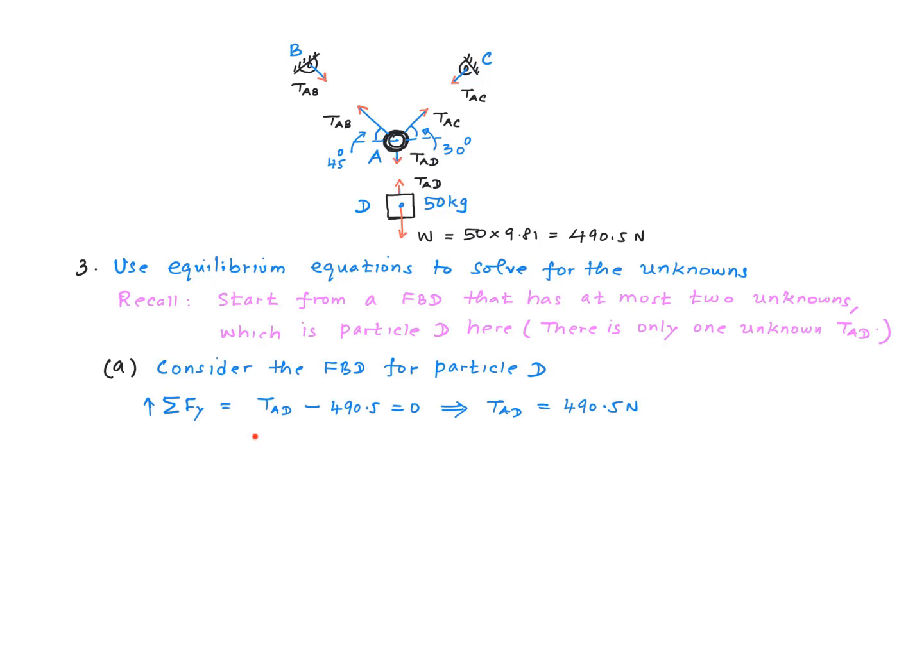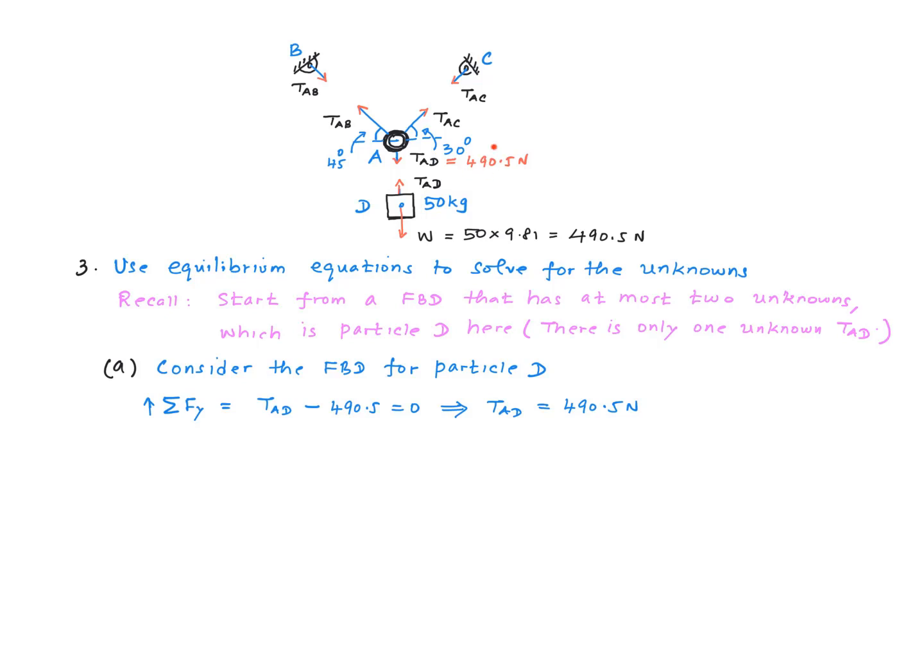So I write down an equilibrium equation in the vertical direction, the y direction, and this is my equation. TAD is the tension acting vertically up, and W, which is 490.5 Newton, is a force acting vertically down. So that goes in as a negative term in this equation. Those are the only two forces acting on this particle, and we have considered both of them, and therefore you set this to 0, right? And from that we get TAD equal 490.5 Newton.